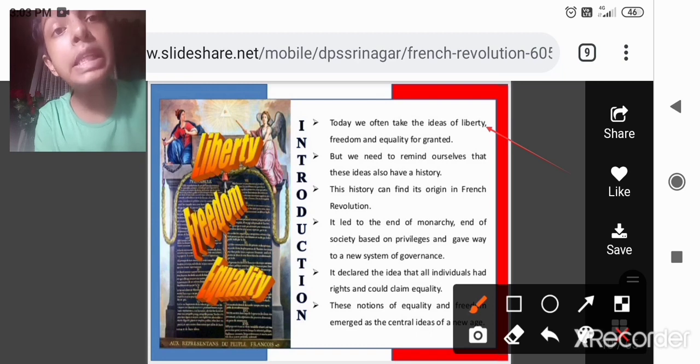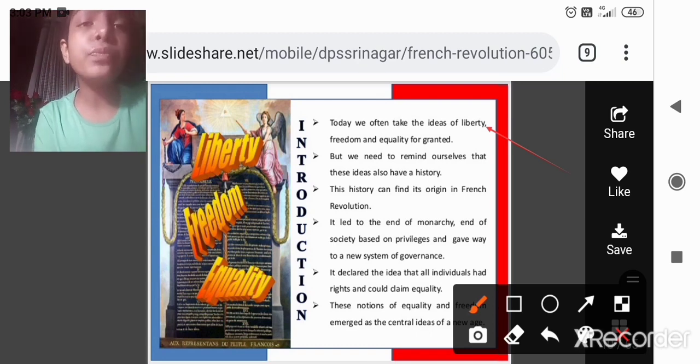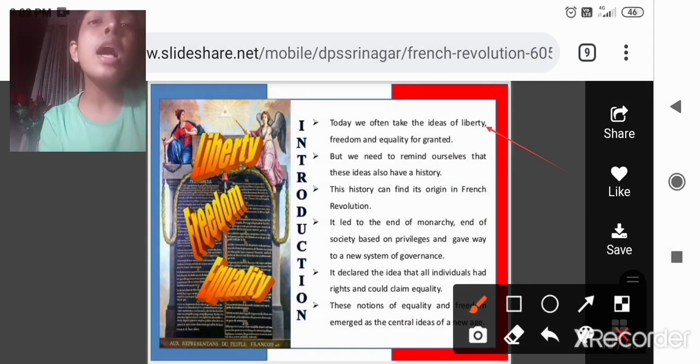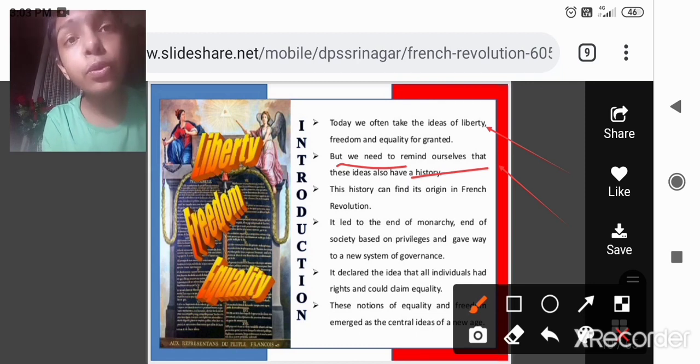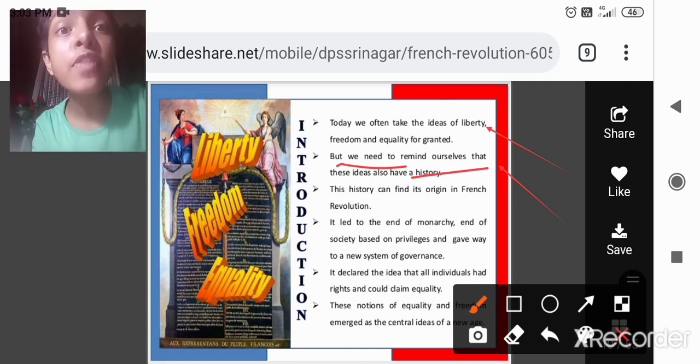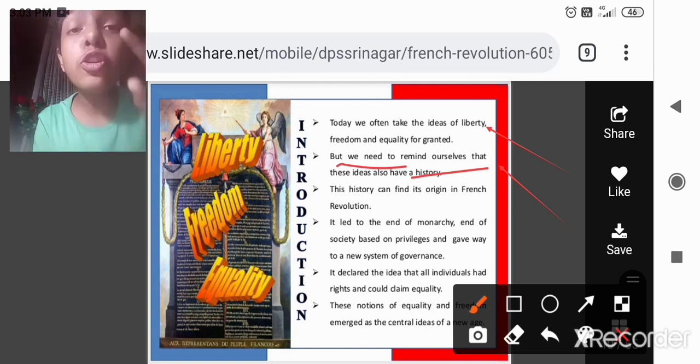But actually our leaders have fought a lot for these rights for Indians, and leaders from all over the world for their countries. Coming to the second point: we need to remind ourselves that these ideas have a history. The leaders had fought. Why did they fight? What was the reason? All of these things have a history, which we are going to study in the French Revolution. The ideas for India, right to freedom, right to equality, right to liberty, were taken from the French Revolution only.